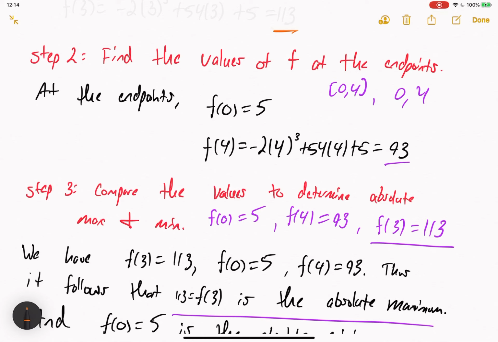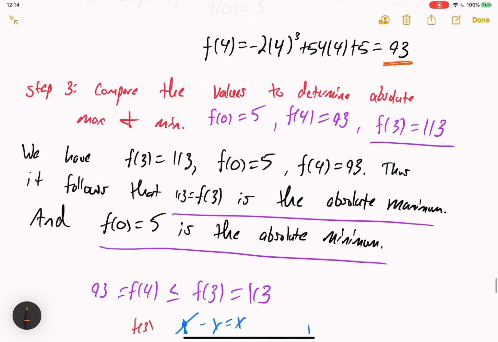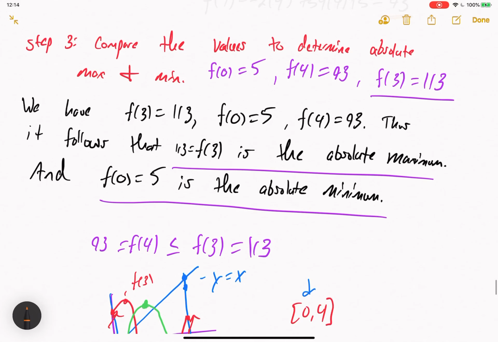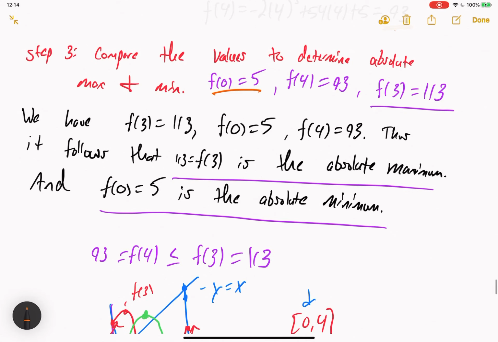And the next step after that is we find the values of f at the endpoints. So at the endpoints, we get 0 and 4 as the points we need to plug in. So f of 0 is equal to 5, and f of 4 is equal to 93. The next step is we compare the values to determine the absolute max and min of the function. So we have f of 0 is equal to 5, f of 4 is equal to 93. That comes from the endpoints, and f of 3 is equal to 113. That comes from a critical number.